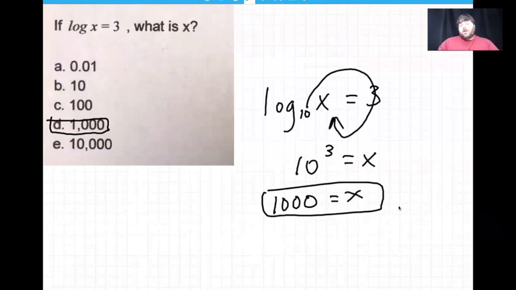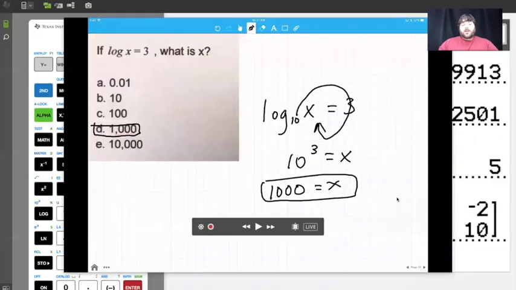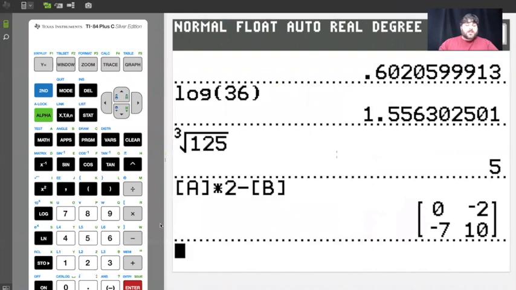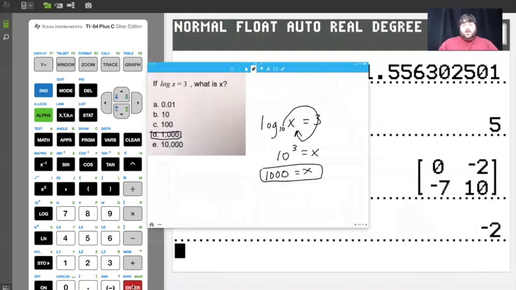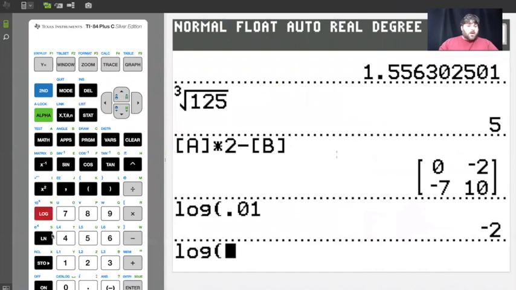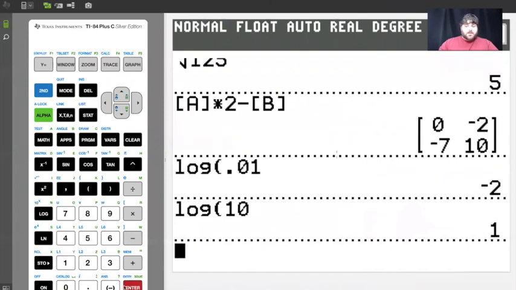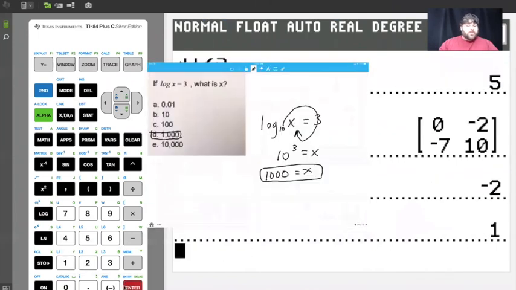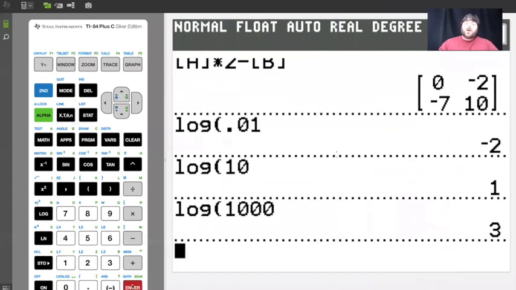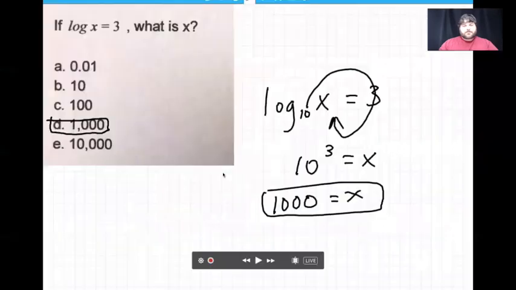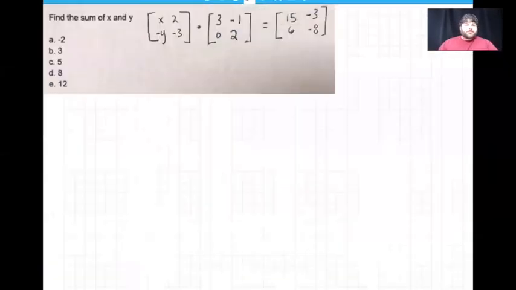Alternately, you could plug in answers into your graphing calculator, right? You could use guess and check here. So the log of what's our first choice, 0.01, that's going to be -2. Okay, log of 10. We're just plugging in answers here. Now that gives me 1. I want to get equal to 3. So when you try log of 1,000, it's going to say, oh, that is 3. Okay. Don't be afraid to use your calculator.